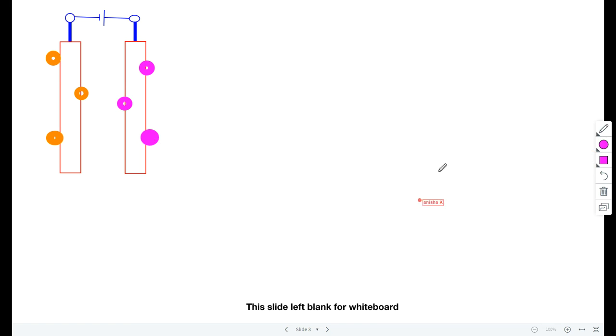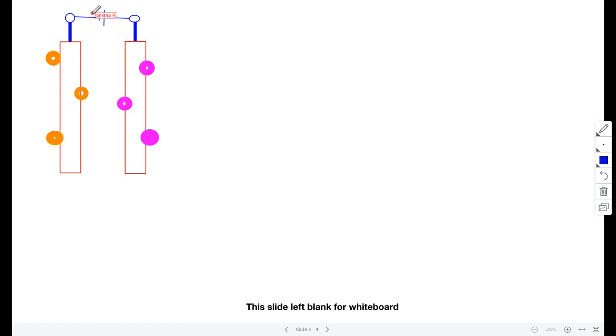Okay. Now we are going to see how electrolysis works over here. What are these? These are electrodes. Two electrodes.